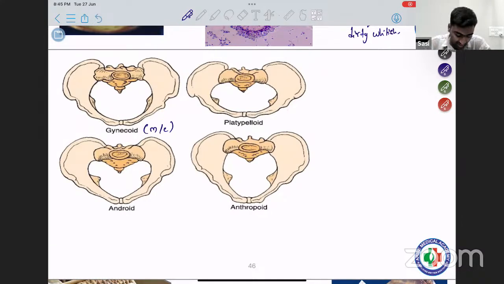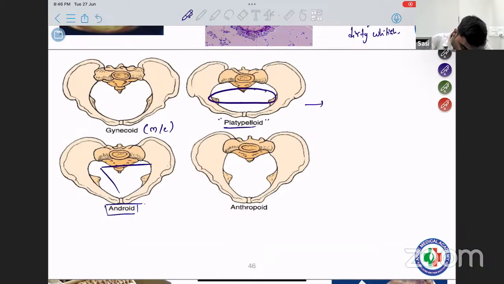Fine. And what is the pelvis in which you will see a flat shaped pelvis? It is the platypelloid pelvis. Next one is the android pelvis. Remember, the android pelvis is a triangular shaped pelvis.